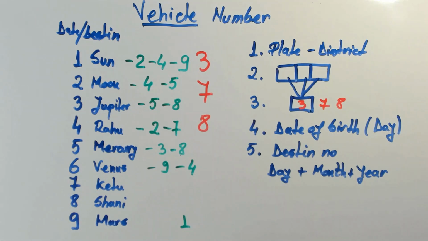So number 6 is not prone to accidents, very good for family, many trips, mountain or watery places, because Venus loves water also.